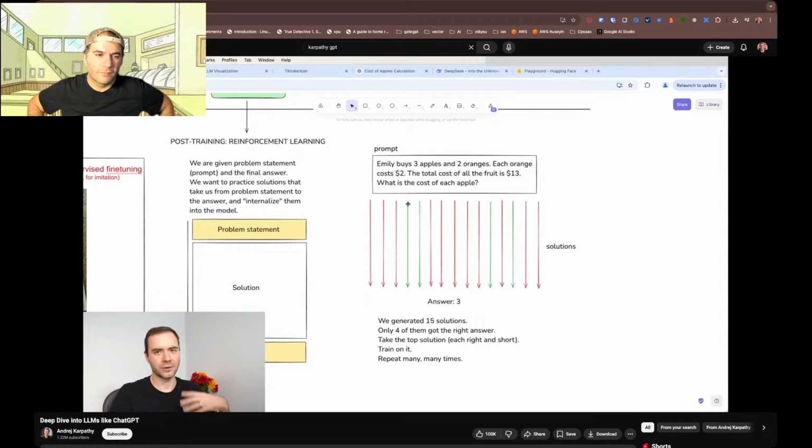The way we encourage this kind of behavior in the future is we basically train on these sequences. But these training sequences now are not coming from expert human annotators. There's no human who decided that this is the correct solution. This solution came from the model itself. So the model is practicing here. It's tried out a few solutions, 4 of them seem to have worked, and now the model will train on them. This corresponds to a student basically looking at their solutions and being like, okay, well, this one worked really well.